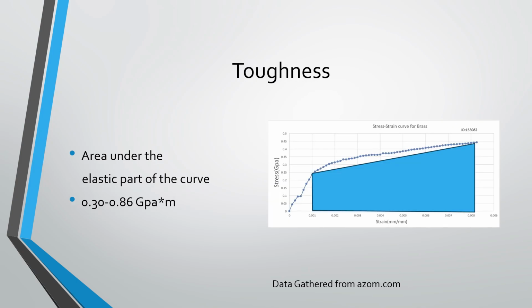Toughness is described as the area under the elastic part of the curve, which can be calculated using triangles or trapezoids to simplify the shape and get our toughness. The toughness range for brass is anywhere between 0.3 to 0.86 gigapascals times meters.